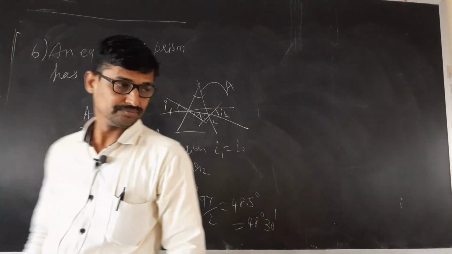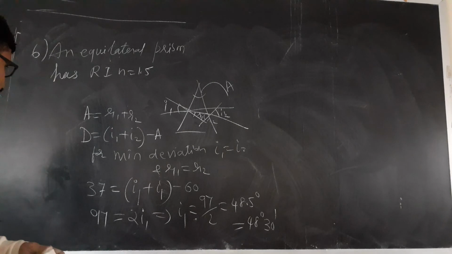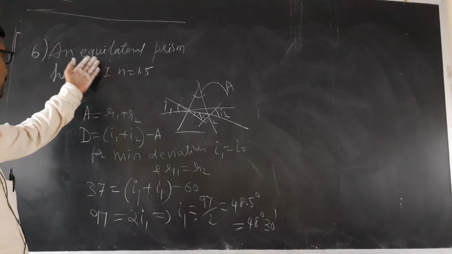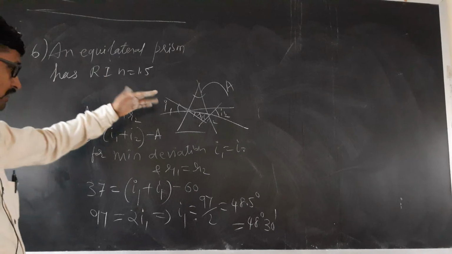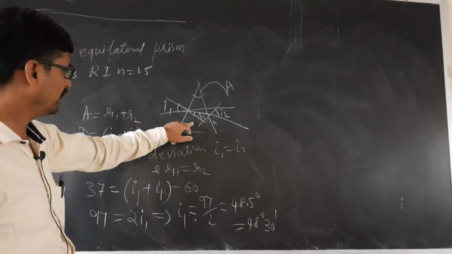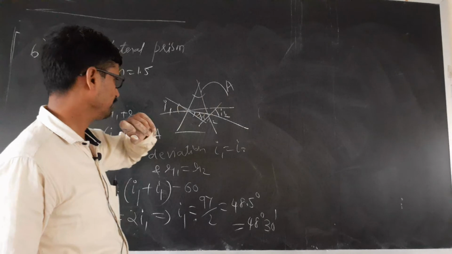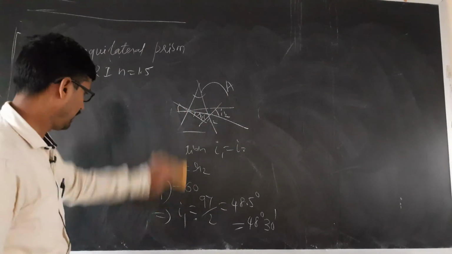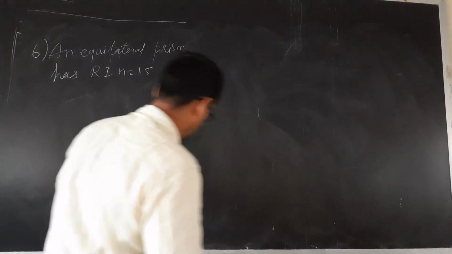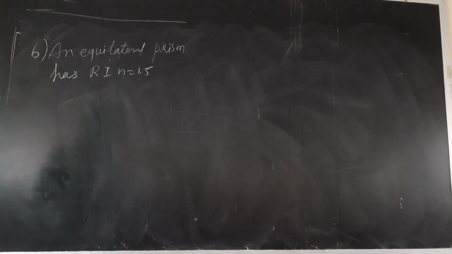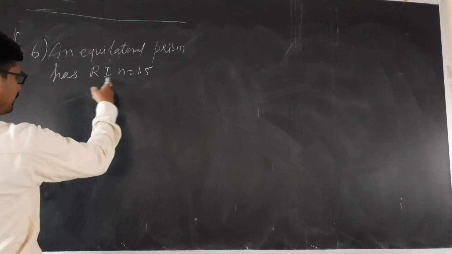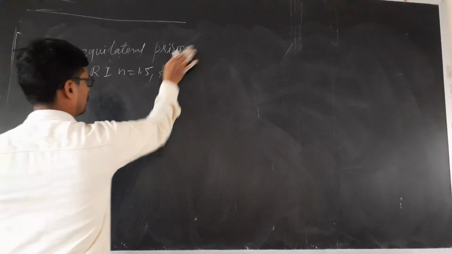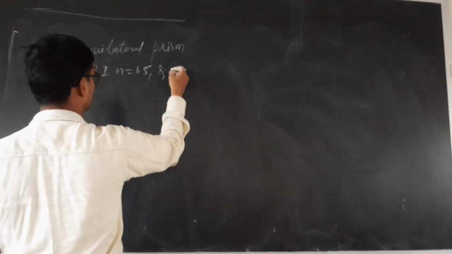Now here what happened, they had given refractive index and they had given angle of the prism. What was asked? Angle of deviation. Now next problem, I have already written on the board. This is very easy. An equilateral prism has refractive index 1.5, and find the angle of minimum deviation.